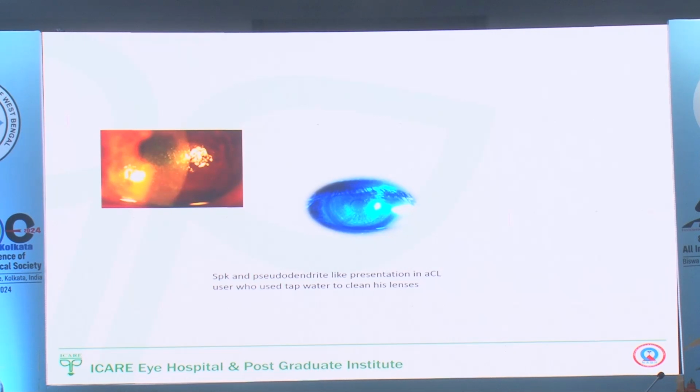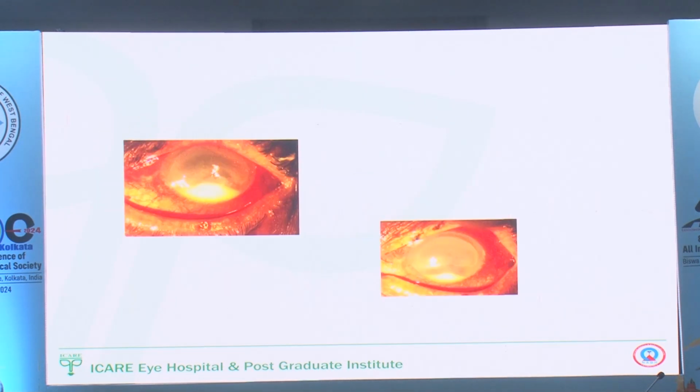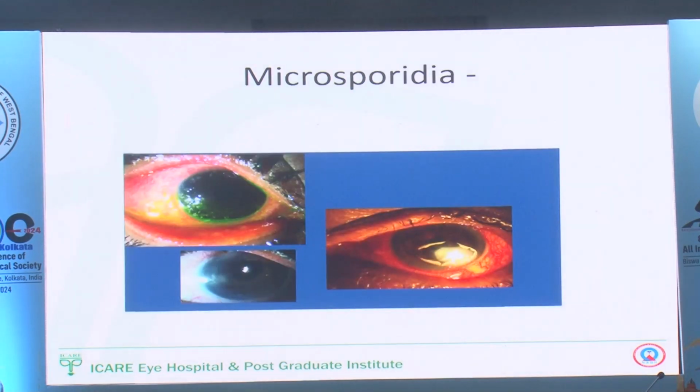Here you can see SPKs and a pseudodendrite-like presentation in a CL user who used tap water to clean his lenses. Here is another patient who was a farmer and who had a ring infiltrate with hypopyon, and he needed therapeutic keratoplasty. Microsporidia could be an epithelial disease, or a stromal disease, or there could be an ICK also in microsporidia.